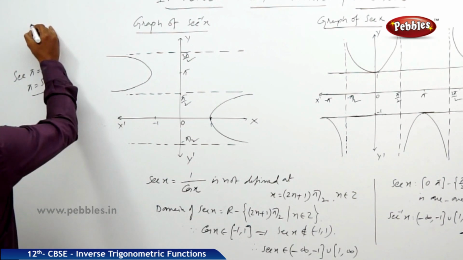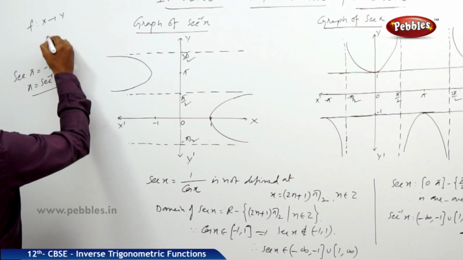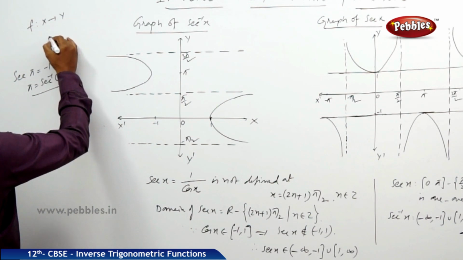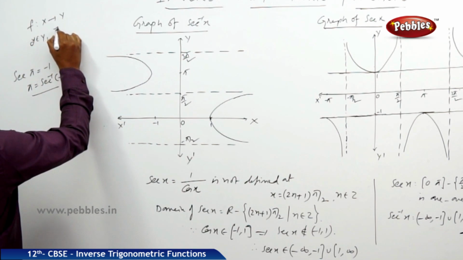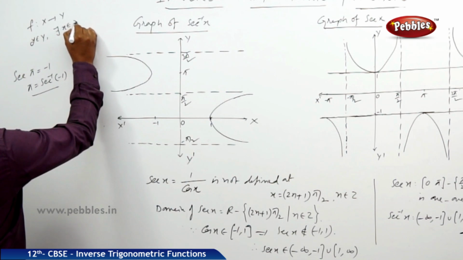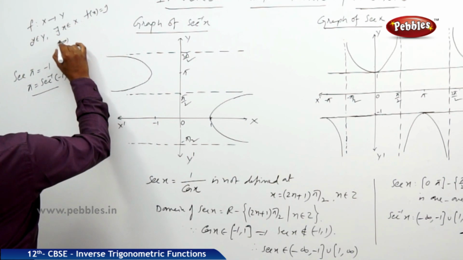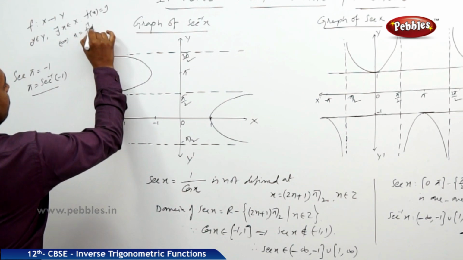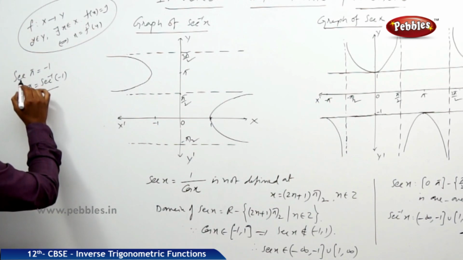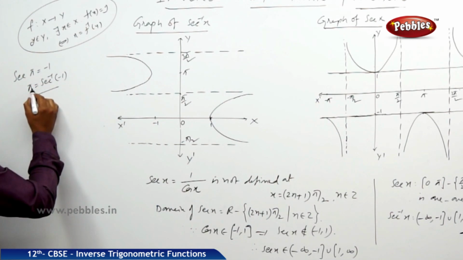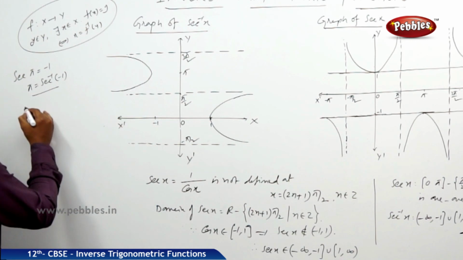By the definition of the function, when f is a function defined from X to Y, is a bijection, then for every y belongs to Y, there exists some x belongs to X such that f of x is equal to y, implies and is implied by x is equal to f inverse y. Now this is the definition of the inverse function. So according to that, secant pi is equal to minus 1, so pi is equal to secant inverse of minus 1. Similarly, you can define all other values.